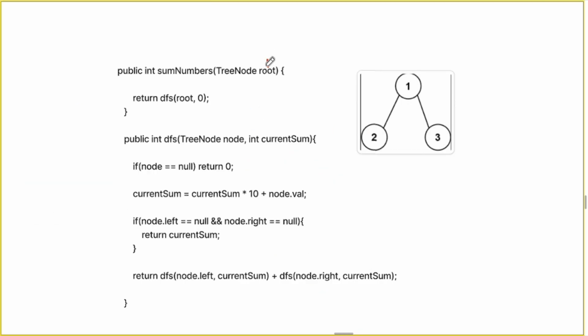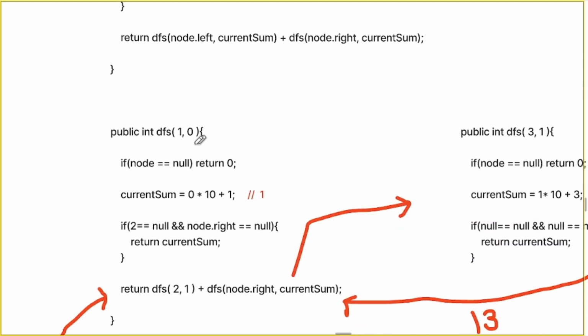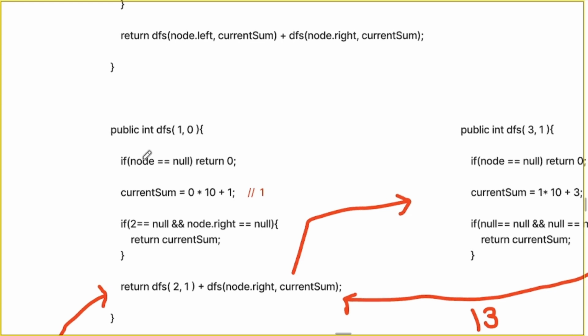First we will be passing the root to this function. So we will be passing root and current sum 0 to this function. The root now is 1, and the current sum is 0, so we are calling this function using 1 and 0. Now it will check whether the node is null. This is not null, so this statement will never get executed. Then the next statement calculates the current sum: current sum into 10 plus the node's value, that is 1. So we have current sum as 1.